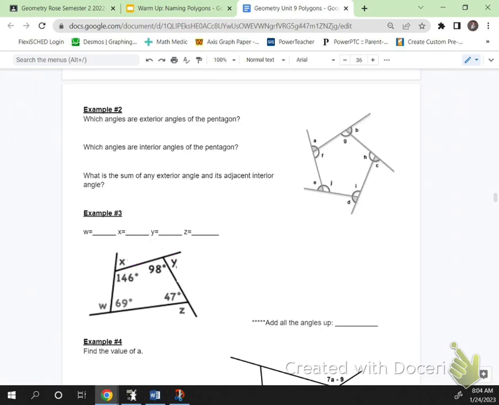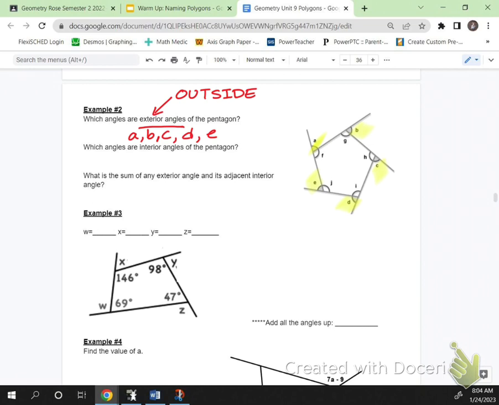Pentagon. We have a pentagon again. In this example, we want to identify which angles are the exterior angles first. What does exterior mean? Outside. Can you label that? So basically, this is asking us which angles are on the outside. A, B, C, D, E. Do we see that? They're on the outside.